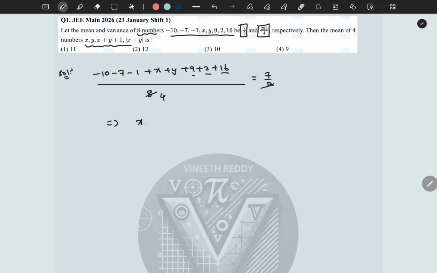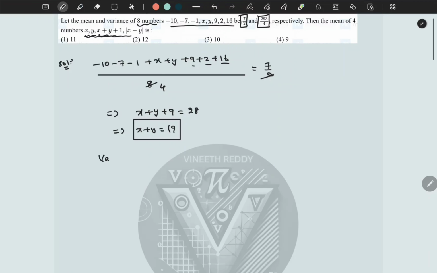Ultimately we get x plus y plus 9 is equal to 9. 7 into 4 is 28. Ultimately we get x plus y is equal to 28 minus 9, which is 19. That means we found the value of x plus y, and x plus y plus 1 also, right? That's fine. And then what is also given is the variance.